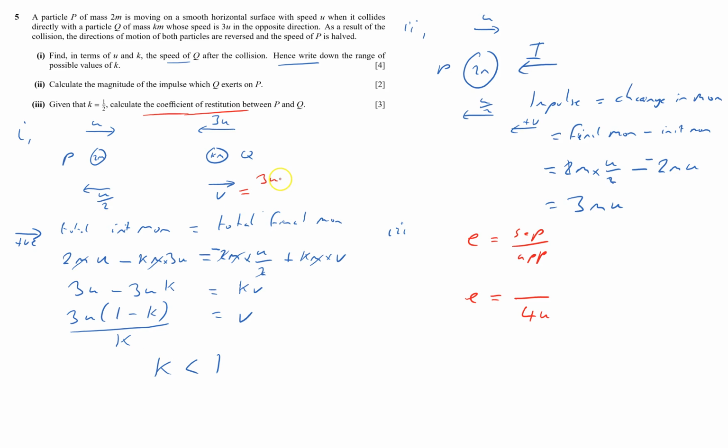V equals 3u times 1 minus, and it says that k is a half. This is 1 minus a half over a half, and that equals 3u, because that half will cancel out with that half. So our separation speed is half u that way, 3u to the right, so that'd be 3.5u, and so E will equal, the u's cancel out, 3.5 over 4, which is exactly 7 over 8. And that's question 5 done.